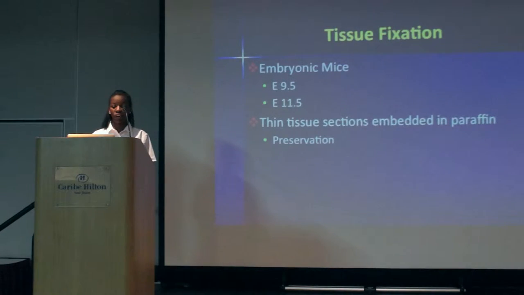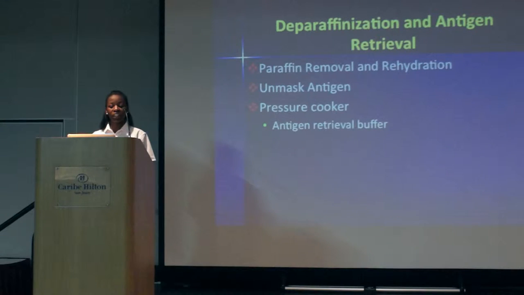To begin the first part of our experiment, embryonic tissues that contained the heart were taken from mice at 9.5 days of age and 11.5 days. These tissues were then thinly sectioned, placed on slides, and embedded in paraffin to serve as a form of preservation. However, since the embryonic tissues were now needed to begin the experiment, the paraffin needed to be removed in order to have access to the antigen within. The slides were placed in various solutions in order to completely remove the paraffin from the slides.